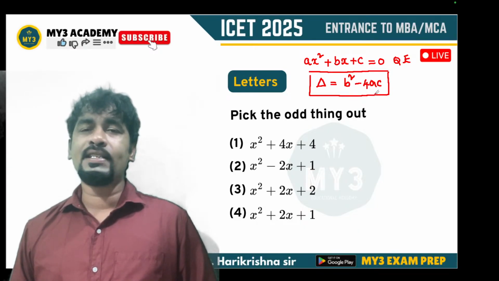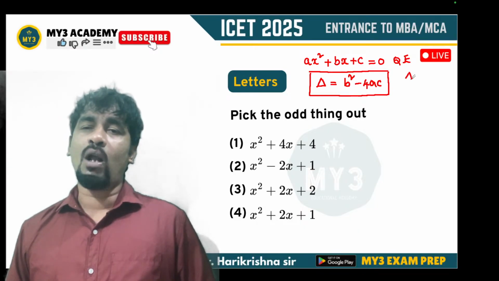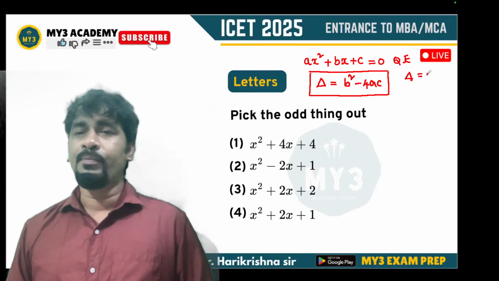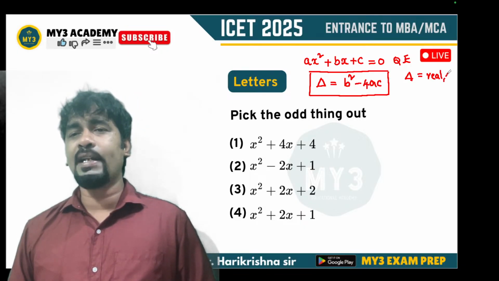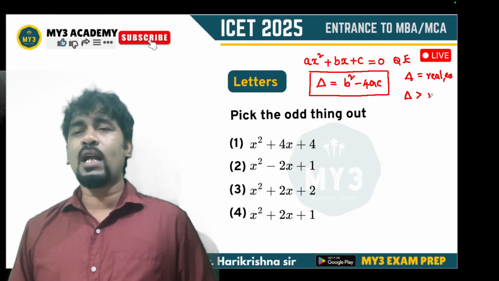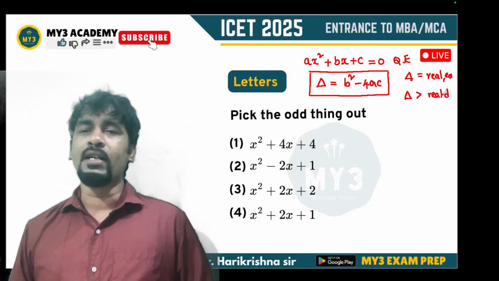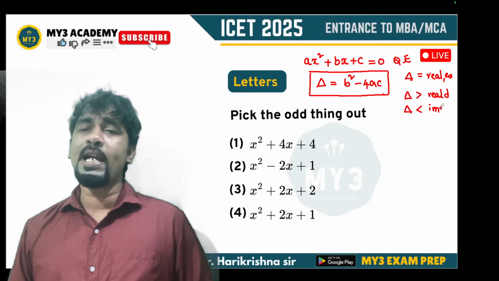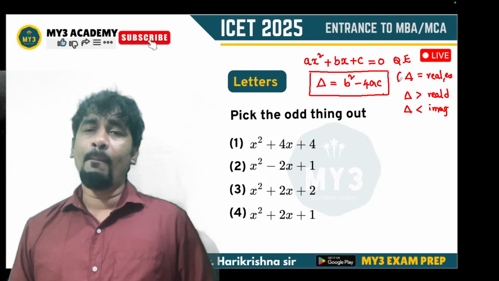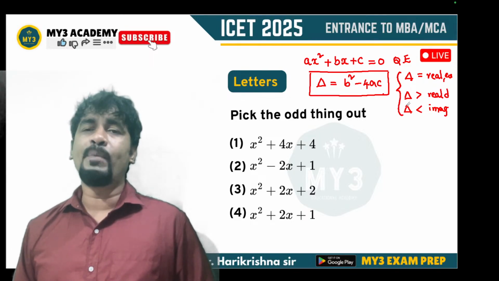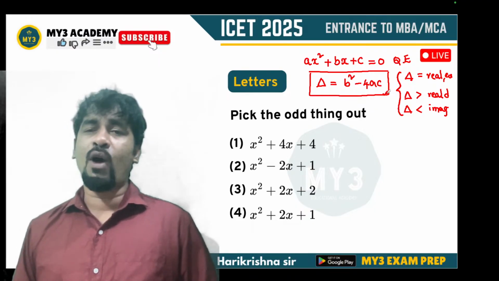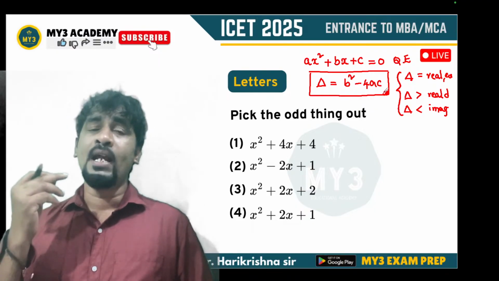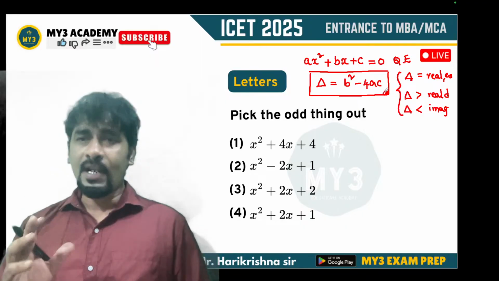If delta is equal to 0, then the roots are going to be real and equal. When the delta value is greater than 0, then the roots are going to be real and distinct. When the discriminant value is less than 0, then the roots are going to be imaginary. So these are the basic nature of the roots. b square minus 4ac is the formula we can use to figure out the discriminant value here.